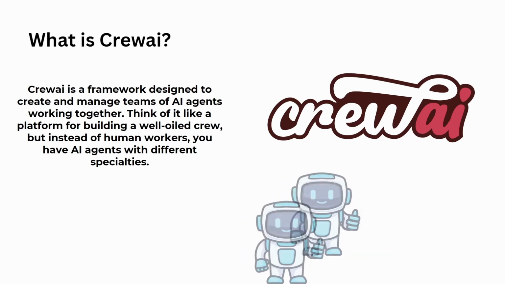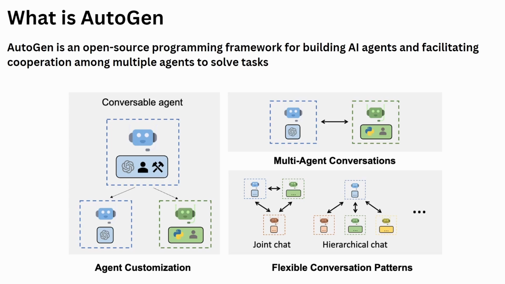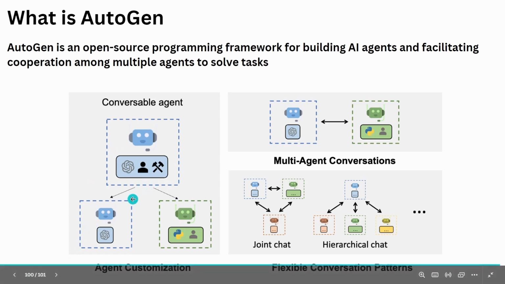Next, we have AutoGen. AutoGen is an open source programming framework for building AI agents, provided by Microsoft. It allows us to build a team of AI agents, and they can do several tasks. For example, you can build a conversable agent. Conversable agent means each agent talks with the others and takes action.